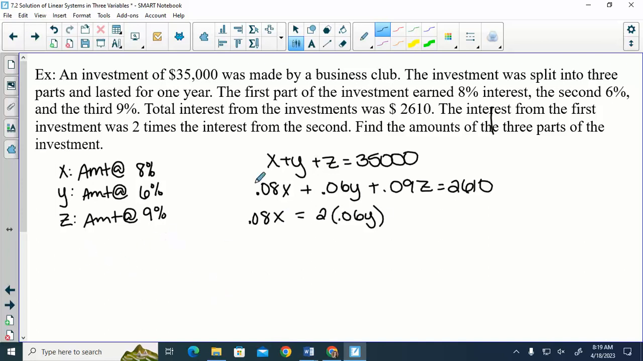All right, so let's just start with this third equation. So we have 0.08x equals 0.12y. We could easily solve this for one of them. Does it matter which one you solve for? All right, so if you just divide by the 0.08, all right. What do you want to do now?